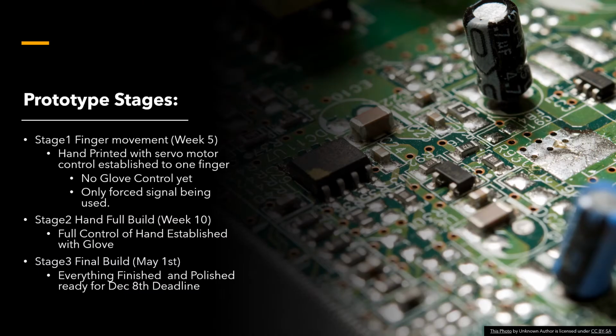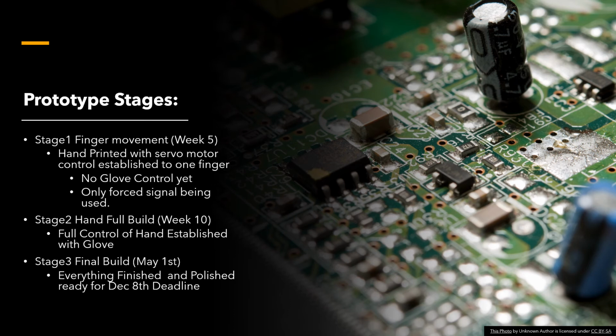So for the prototype stages, stage 1 is to create finger movement at least within the first 5 weeks. We're going to have the hand printed ready to go and place the servo motor inside. We won't have glove control yet, but we're going to be using force signals, zeros and ones, moving the finger, moving the servos within the prosthetic arm.